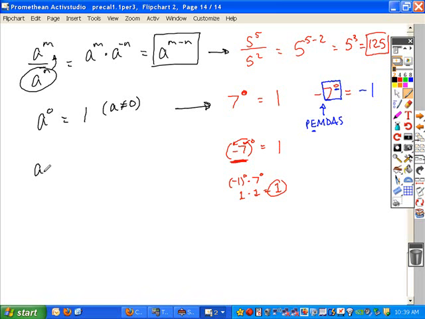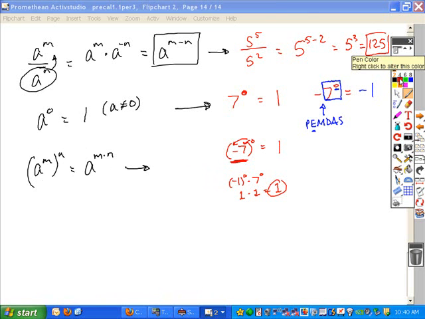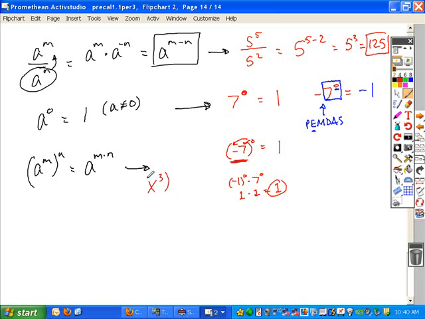All right, we also have a power to a power rule. If you take an exponent to some power, the rule for this is you're going to multiply their powers. Okay, and so if you were to look at, let's say, x cubed to the 5th, that's equivalent to x to the 3 times 5, or 15.